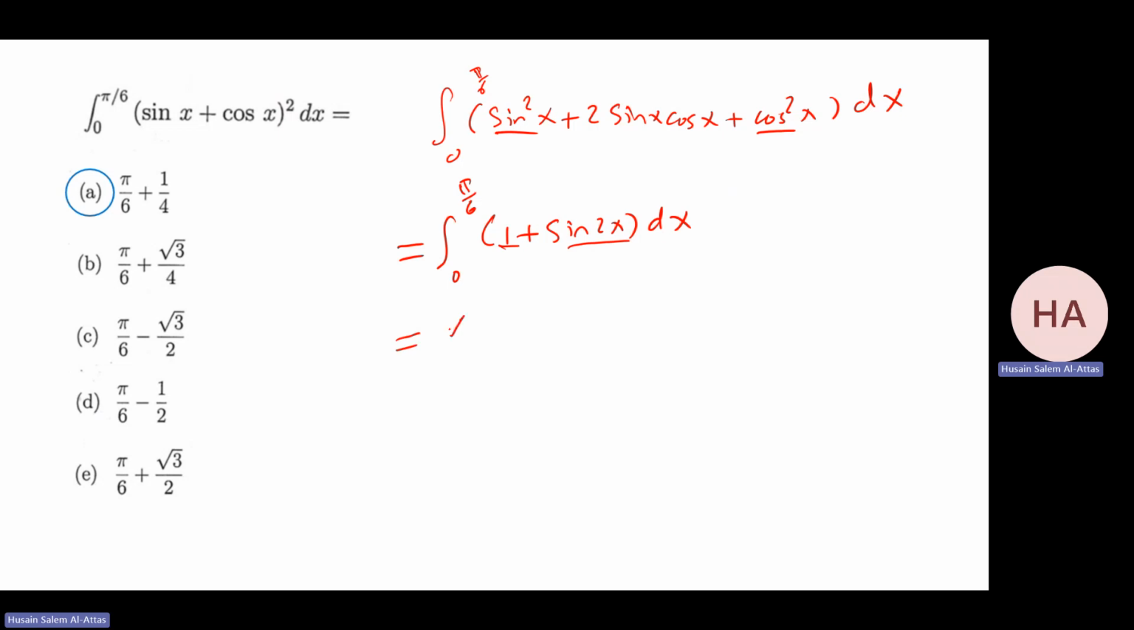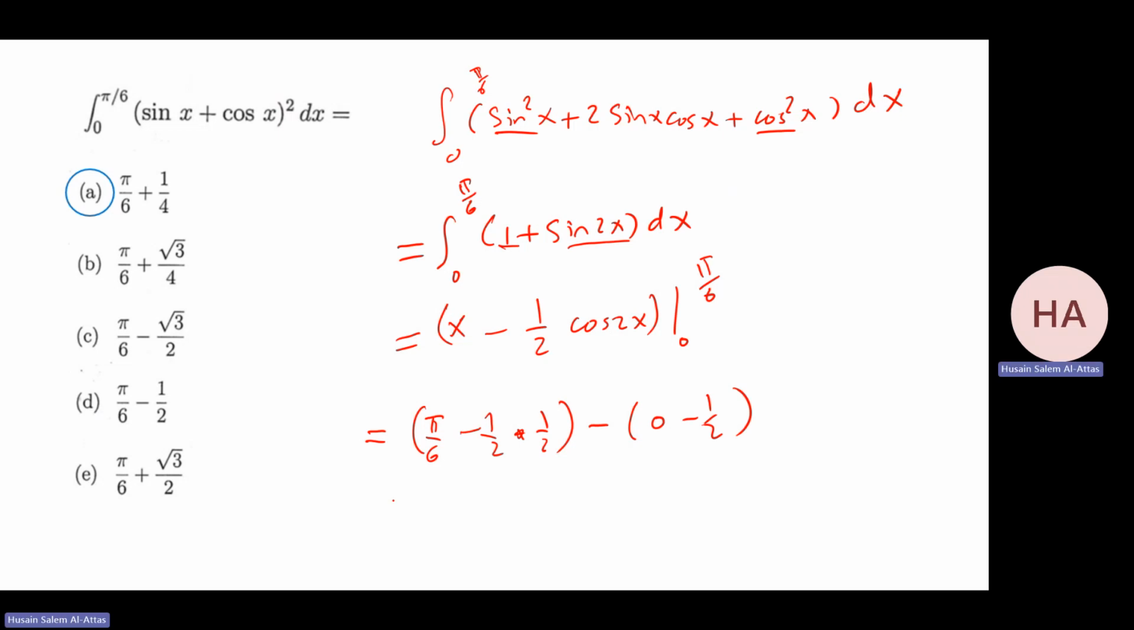That will be x plus minus half cosine 2x from 0 to pi over 6. Or you can do it using the substitution, or you can do it right away. So what you will have? You will have pi over 6, 2 times pi over 6, that will be pi over 3, which is minus half times half. Okay, minus 0 minus half.